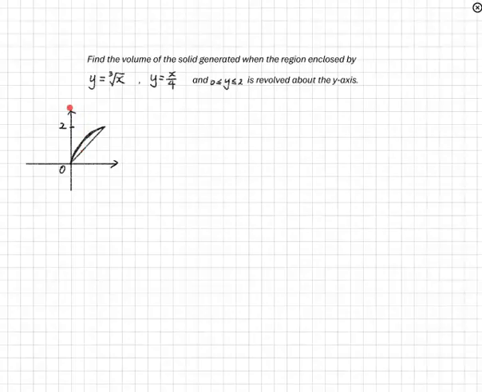Now, we rotate this about the y-axis, and that will give us something that looks like this. There is actually a hollow part in the middle. You can see the ring will be created. Now let's find the volume. Imagine you cut the slice horizontally, so you will have a cylindrical ring like this.